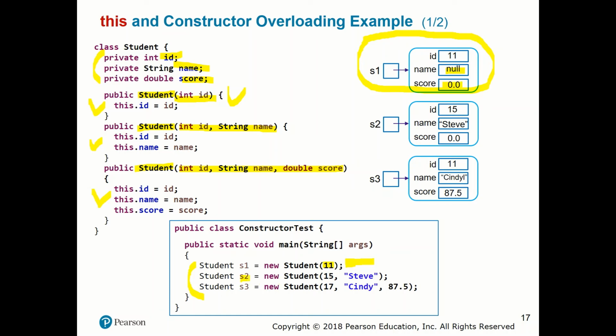And S2 is created. S2 has two parameters. So the second constructor, which has two parameters, will be called. Okay, so S2 is created like this. And next one, S3. S3 is created by a constructor that has three parameters. So the last constructor will be called. Okay, and then S3 is created like this.